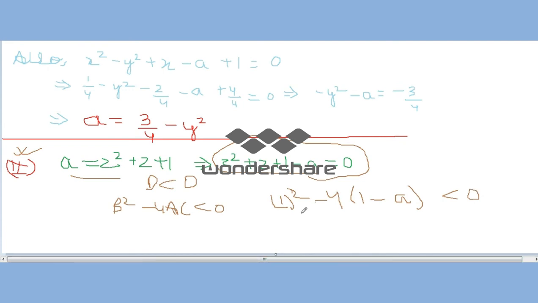Then what we will get is 1 minus 4 plus 4a must be less than 0, and we will get 4a must be less than 3, which simply means a must be less than 3 by 4. This is another way from where we get that a is less than 3 by 4, that a can't take 3 by 4. This is the shortest approach, and we will get this in hardly 10 to 15 seconds. So this is a better way.